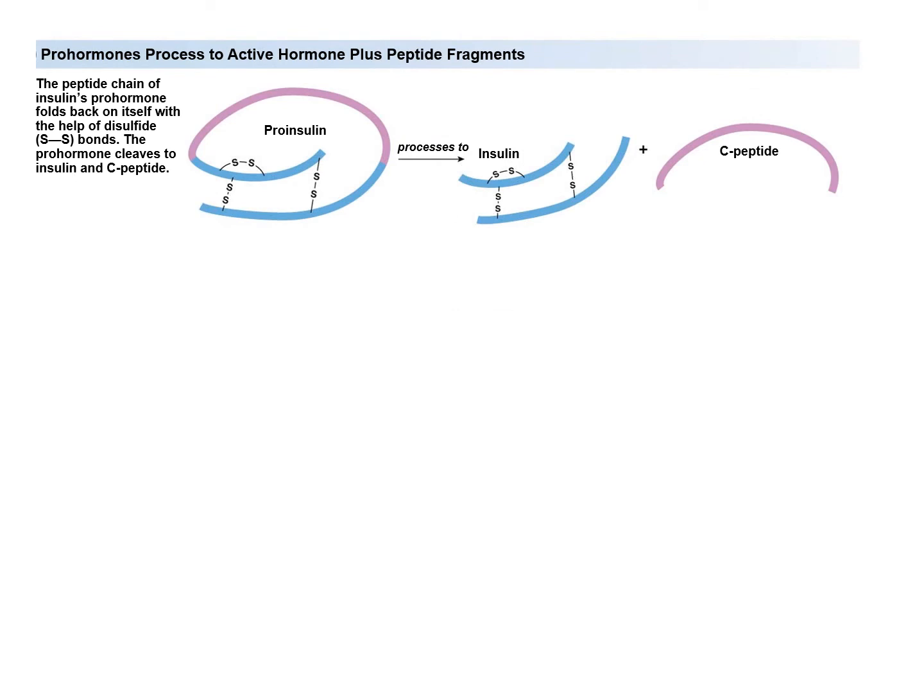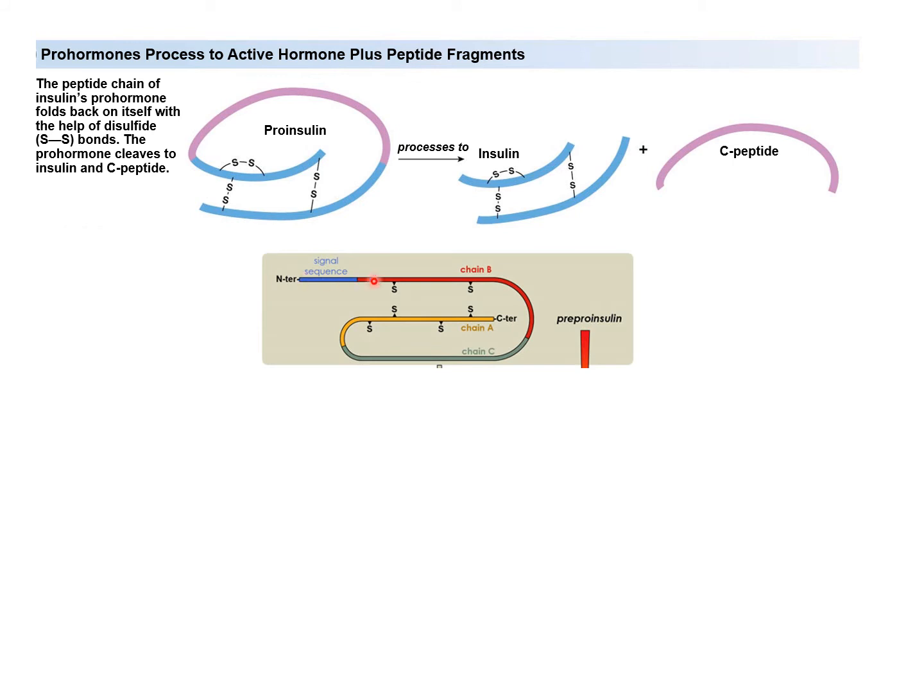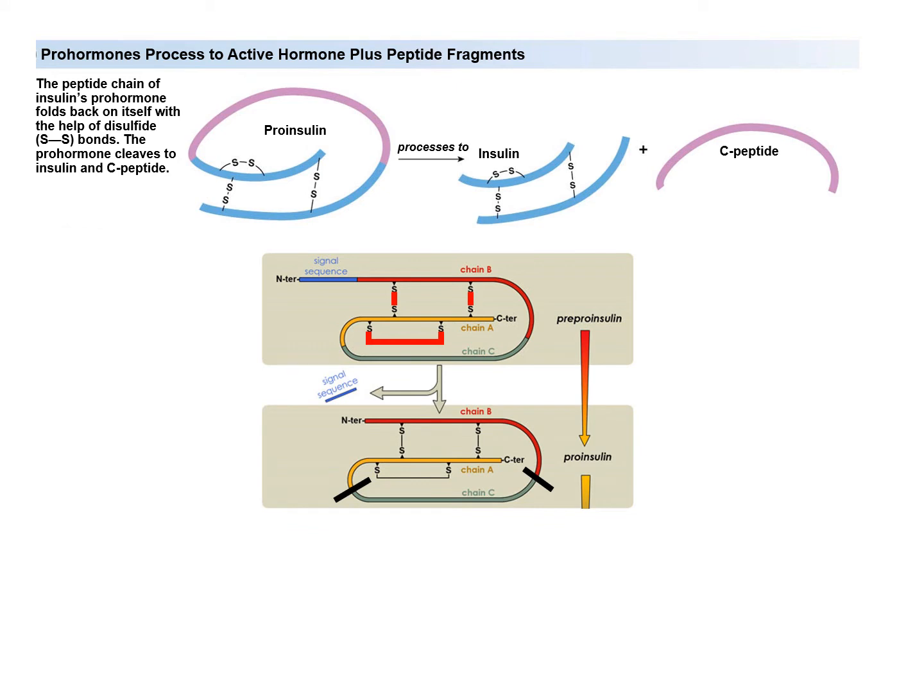Here's insulin. Here's the story of insulin. We start off with actually a pre-proinsulin. So here's the original primary sequence of insulin. And then what happens is we process it. The first thing we do is we get rid of that signal sequence and we create these disulfide bonds. This one looks kind of weird, but it's folding the protein in the right way. So we're folding it, and then we wait.